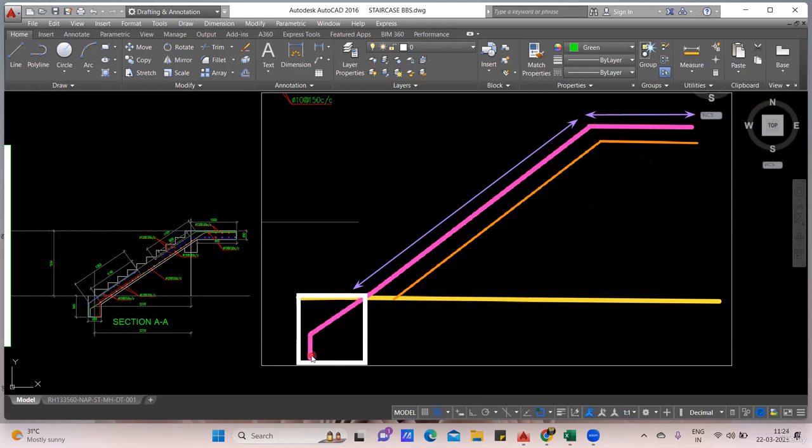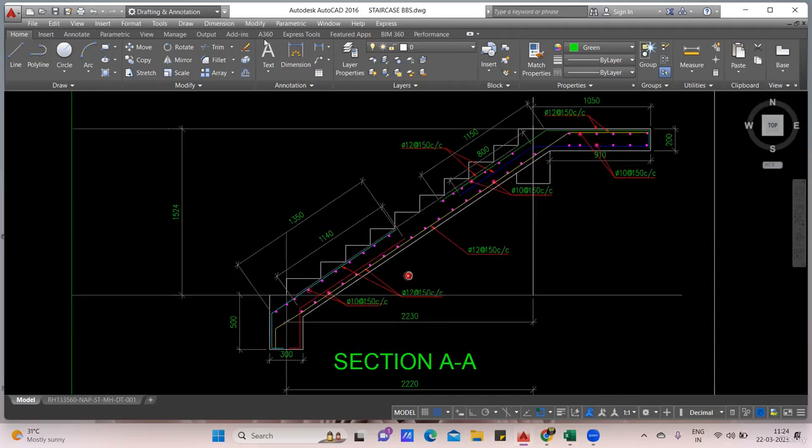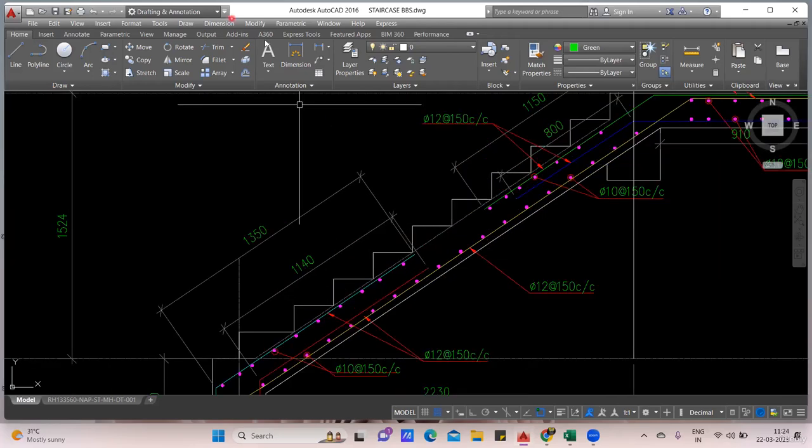So for that, what am I supposed to do? I need to find the angle through which this particular bar is laying. If I find this angle, only then I can find this particular length, and if I can find this length, then I can find this also. So one simple thing we need to do is find the angle of this stair, that is, the angle at which your waist slab is coming. If I find this angle, only then I'll be able to do that.